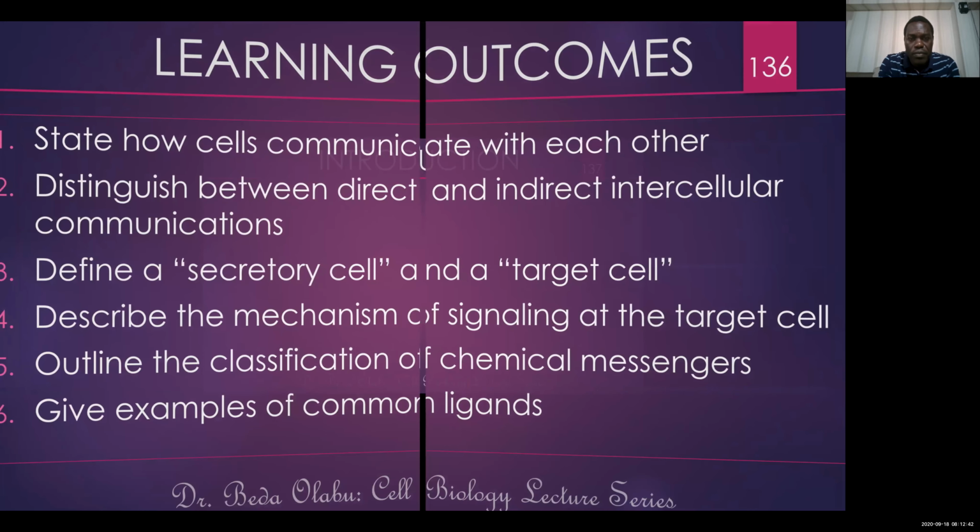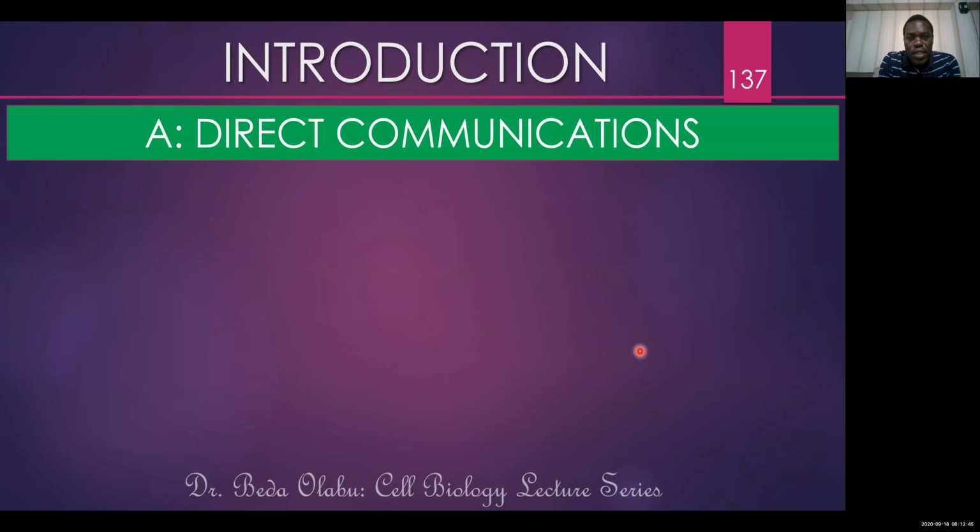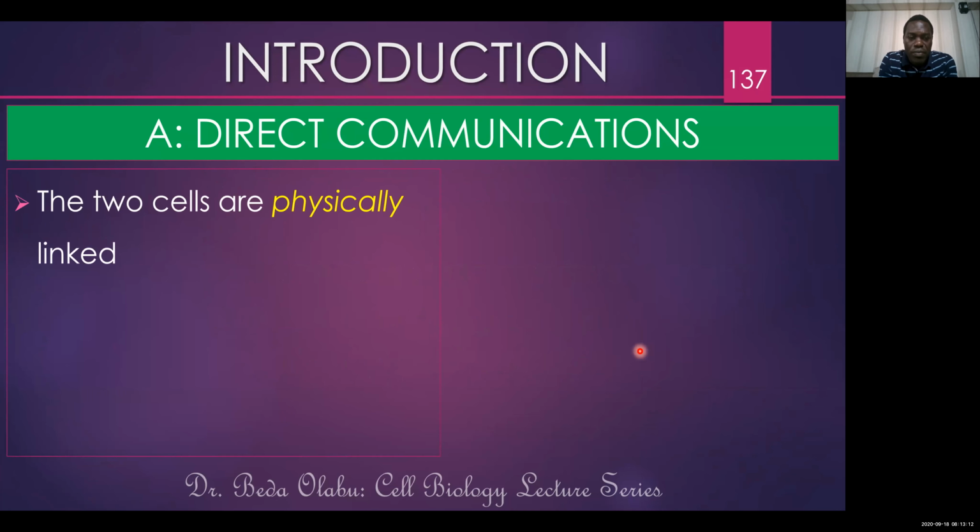So first, we need to understand that cells can communicate with each other. And that is what we call intercellular communication. Communication between one cell and another within the body is what we call intercellular communication. There are two types of intercellular communication. There is what we call direct type of intercellular communication. There's also what we call the indirect type of intercellular communication.